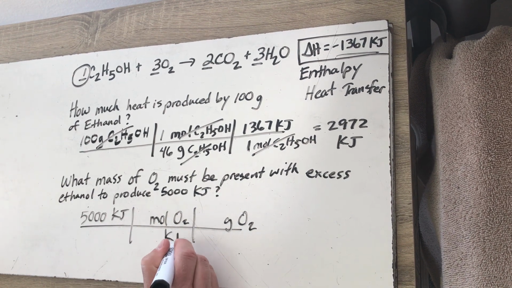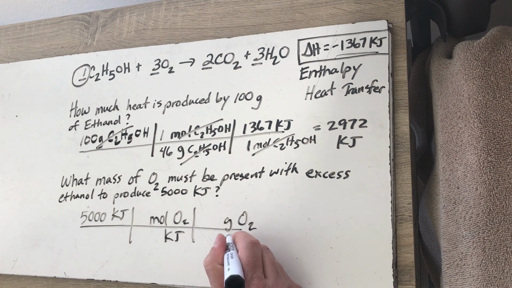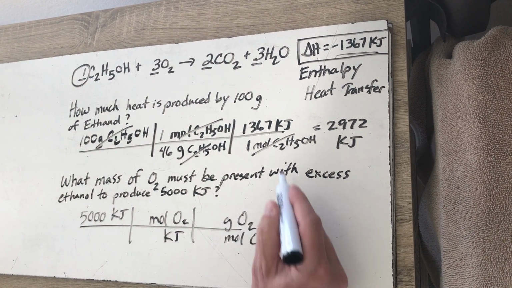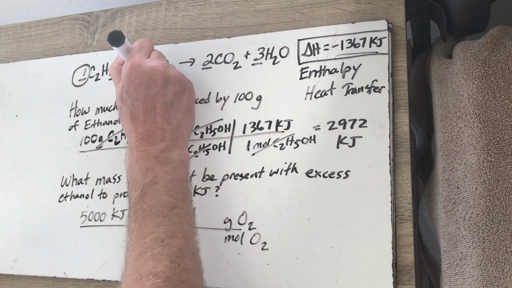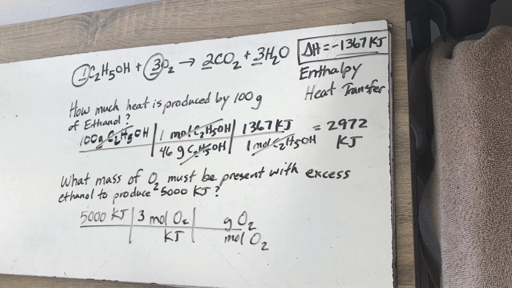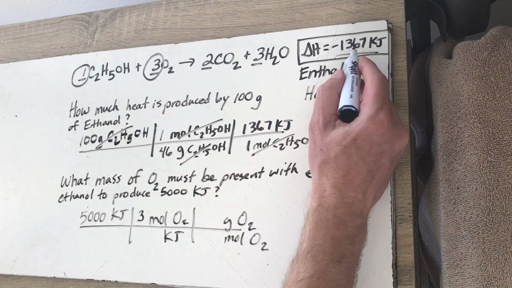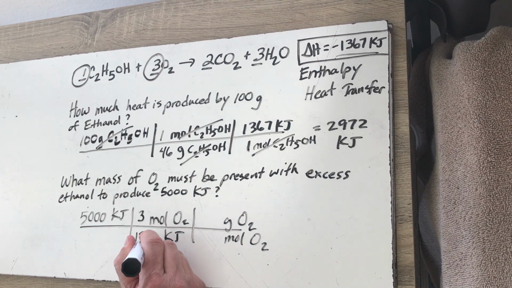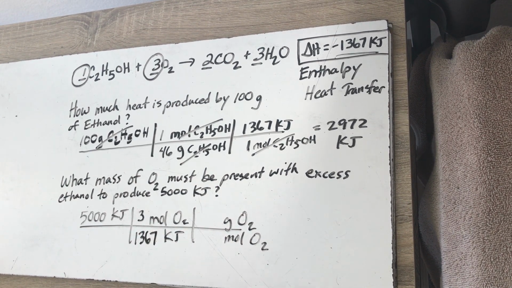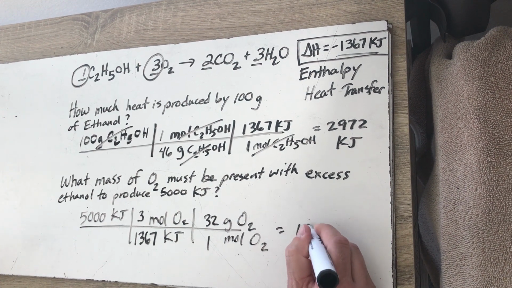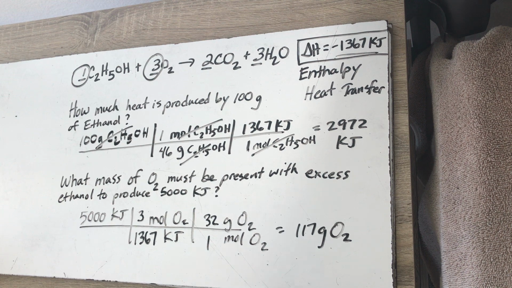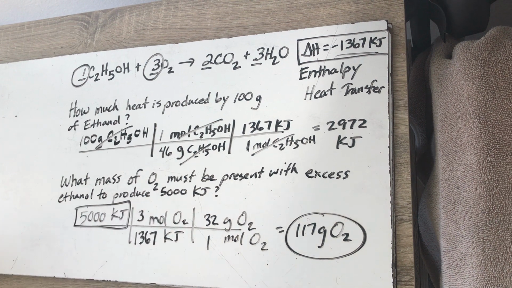So kilojoules is going to go down here. We just drag it down. Moles of oxygen goes down here. And this looks very similar to the last one, it's just in reverse. So I'm going to look at this and go, all right, in this reaction I have 3 moles of oxygen, and 3 moles of oxygen would produce 1,367 kilojoules of energy. And then I go from moles to grams. I know that comes from the periodic table. Oxygen weighs 32 grams for every 1 mole. So if I solve this, it's going to tell me that I need 117 grams of pure oxygen gas with enough ethanol in order to produce the 5,000 kilojoules of energy we were trying to make as our target value.